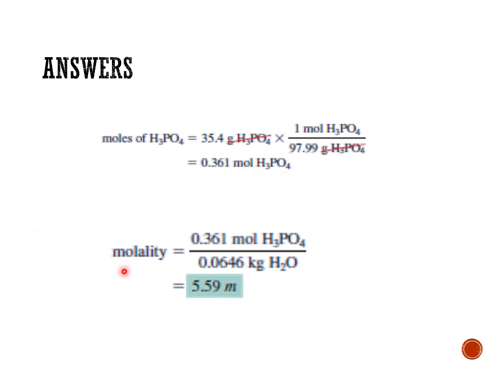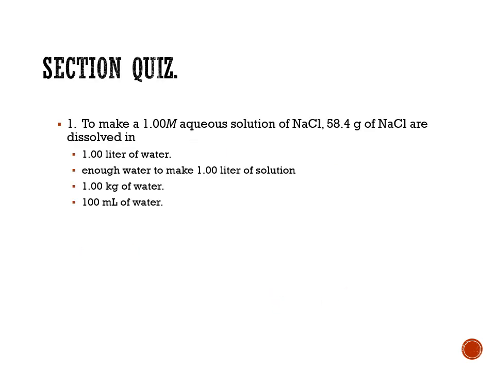So, again, molality is equals to the mole of solute divided by the kilogram of solvent. So, kanina na-compute natin yung moles ng phosphoric acid which is 0.361 mole divided by the given 0.0646 kilograms of water and you'll get 5.59 molal. So that ends the discussion of the concentrations of solution.